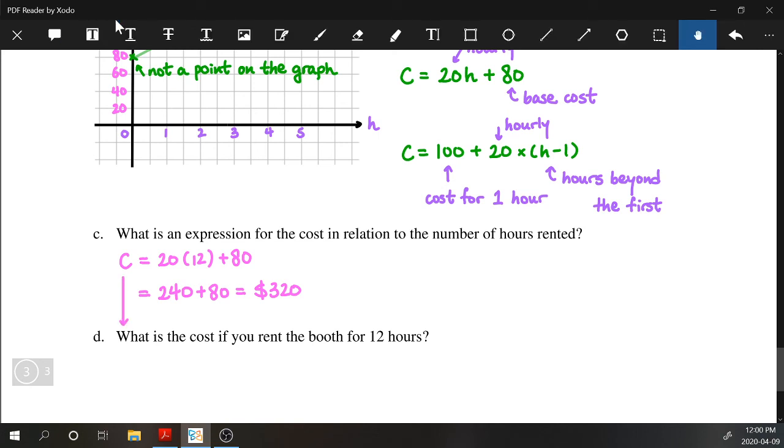And that's it. That concludes how we can look at a table of values and determine some patterns. Then we can describe those patterns using graphs, using words, or using expressions.